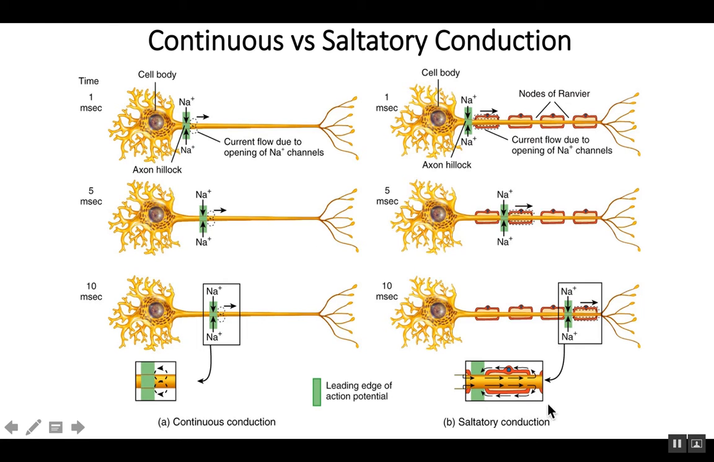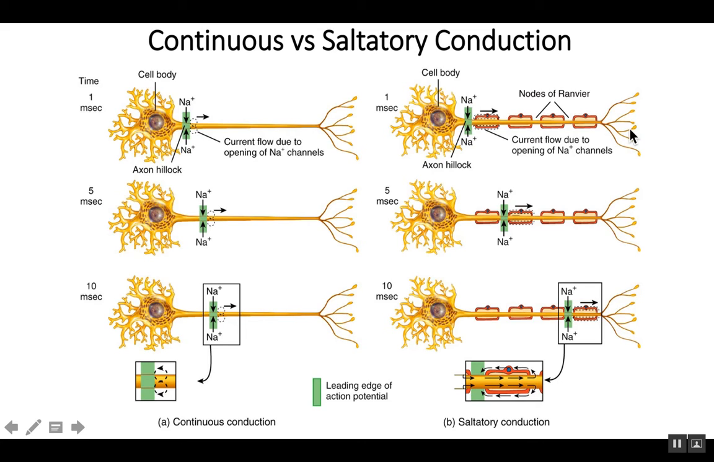Over here in panel B, we have what's called saltatory conduction. Saltatory actually refers to the hopping of the action potential. The action potential, the depolarization, is actually prevented wherever there's myelin, but it occurs at the nodes of Ranvier. The nodes of Ranvier are the little gaps in between the myelinated regions that allows depolarization. So in essence, the depolarization hops from node to node until it reaches the end bulbs.